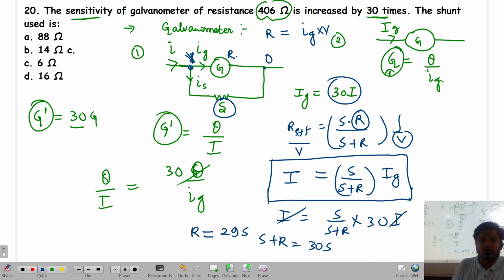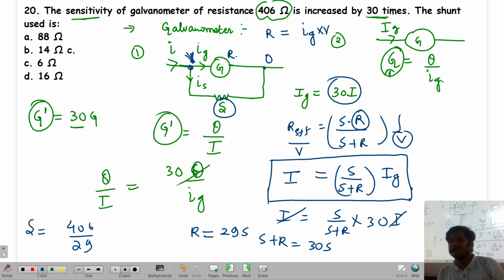Now try to understand. Total resistance is given as how much? 406. So the shunt resistance is what? 406 by 29. How much is this? 14. It is 14, option 20. We understood or not? Again, I'm going to do this in class. Again, you'll get to understand about this.